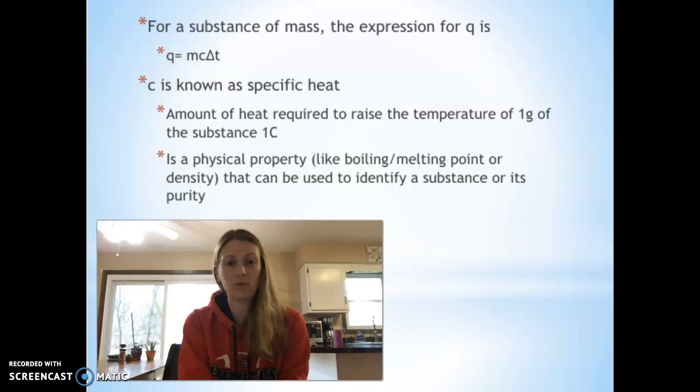This equation is the one we're going to work with most often because most of our stuff has mass, unless we're talking about gases, which have their own crazy stuff, which we learned about before. So lowercase c, or specific heat, is the amount of heat required to raise the temperature of 1 gram of that substance 1 degree Celsius. It's a physical property, just like boiling point or melting point or density, and it can be used to identify the substance or how pure a substance is based on what that specific heat is.